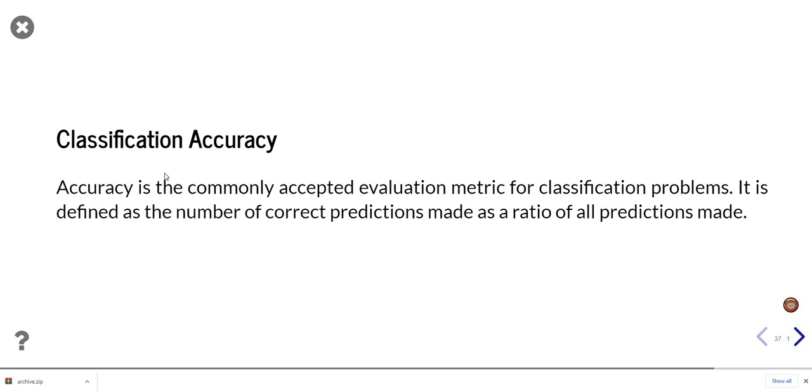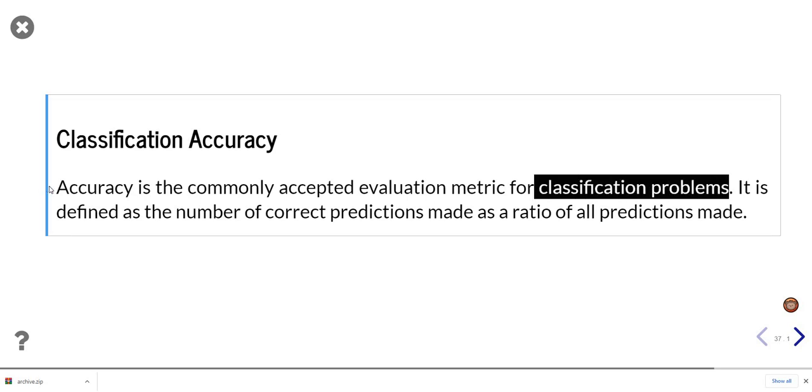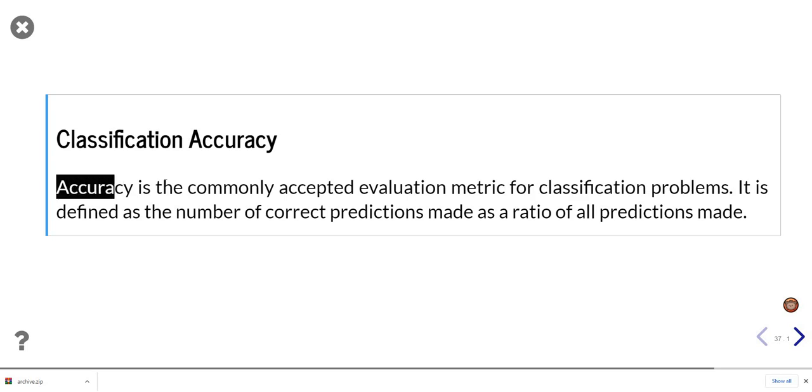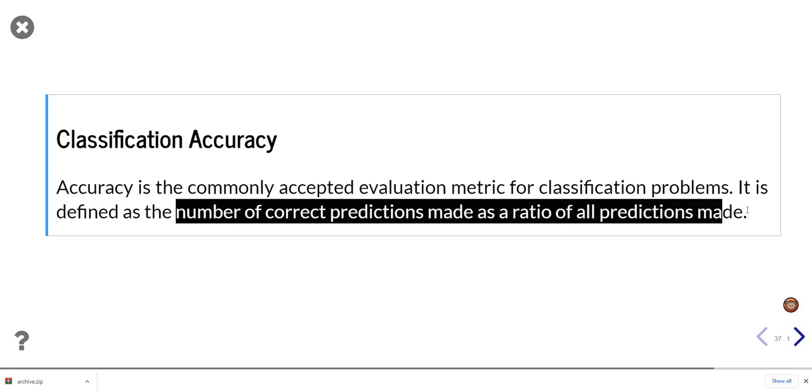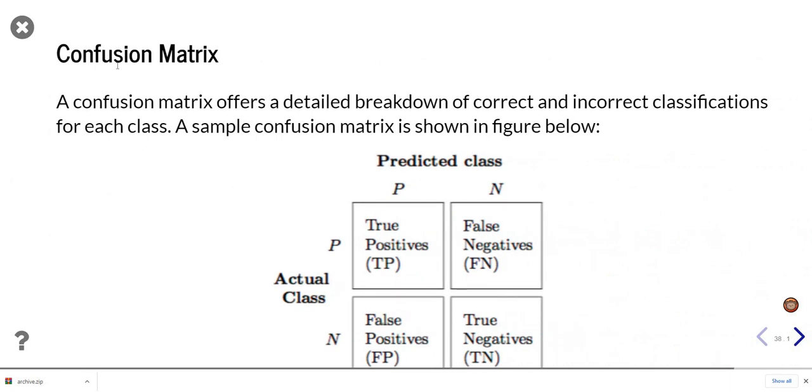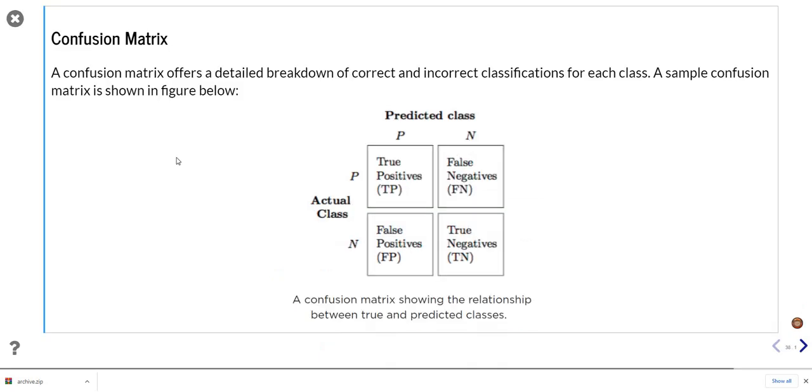Classification accuracy means, for classification problems, how we define accuracy: the number of correct predictions made as a ratio of all predictions made. We will see the classification accuracy in terms of the confusion matrix. This is very, very important. The confusion matrix is very, very important.